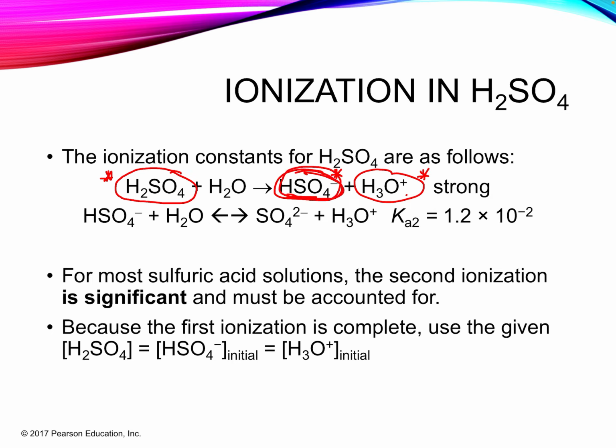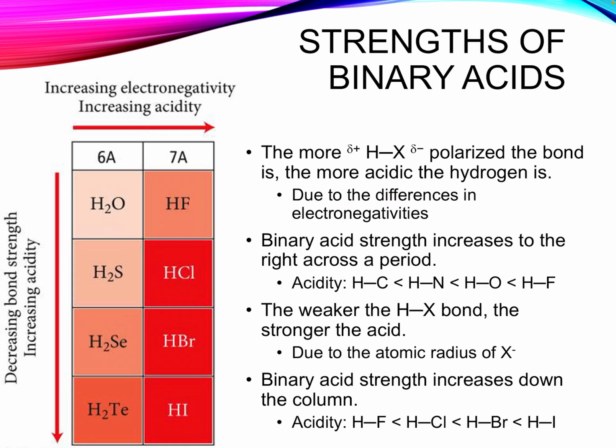Okay, our next topic is talking about acid strengths of binary acids. So I've talked a little bit about the fact that hydrofluoric acid is the only halogen acid that is a weak acid. All of the other ones are strong acids. And so now we're going to talk about why this is.